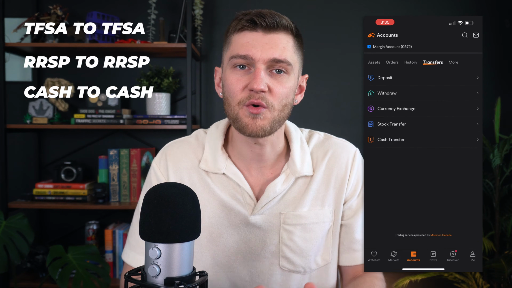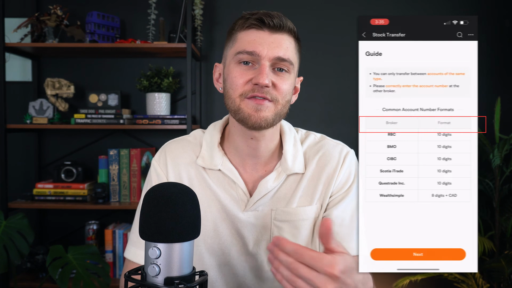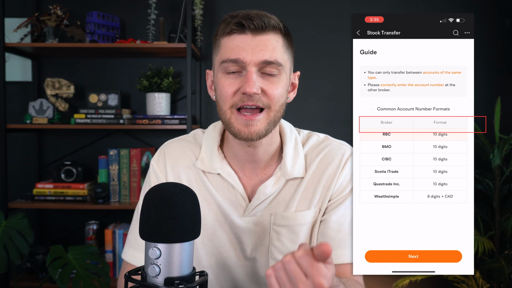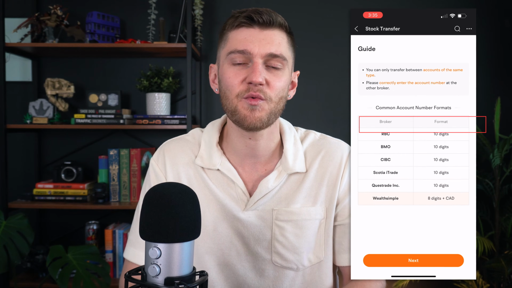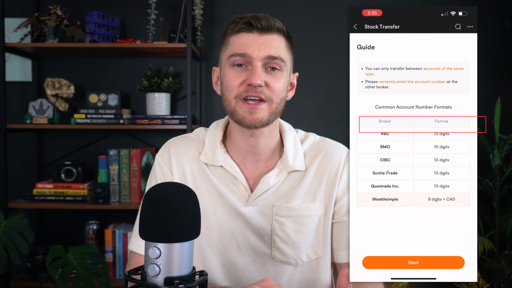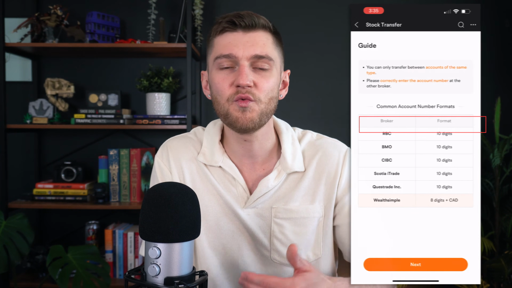Also, keep in mind that moomoo only allows account transfers from these financial institutions. So RBC, BMO, CIBC, Scotia, iTrade, Questrade, and Wealthsimple. So if you have a brokerage account with any of these institutions, you would be eligible to transfer them over to moomoo if that's something that you were to choose to do.